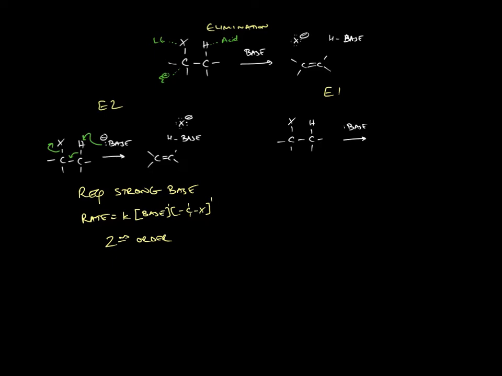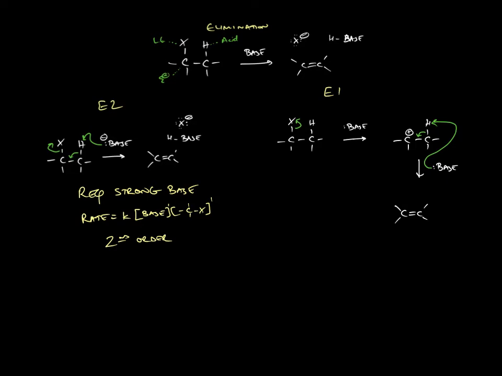So the first step of E1 is actually the exact same thing as the first step of SN1. The leaving group leaves and generates a carbocation. Now you have a really strong electrophile next to a CH, and therefore, in the second step, your weak base can pull off that hydrogen right next to the electrophile. The electrons holding on the hydrogen can now be shared with the electrophile and make an alkene.